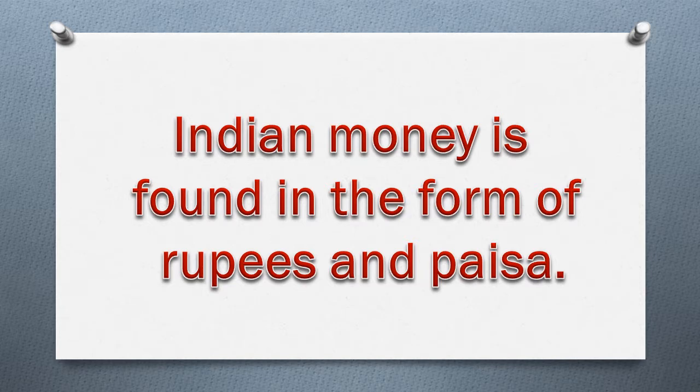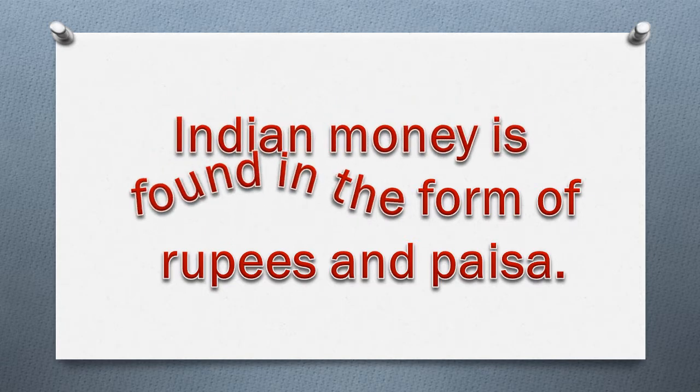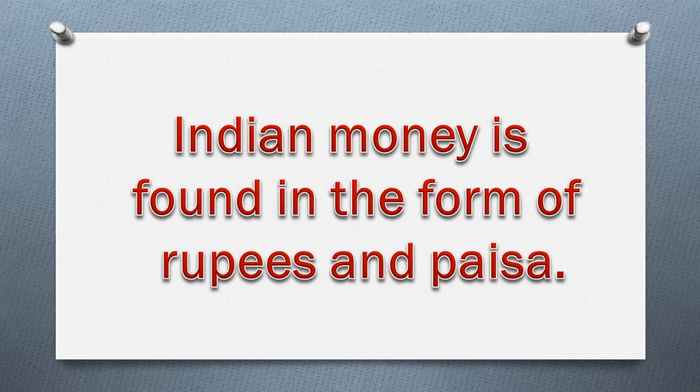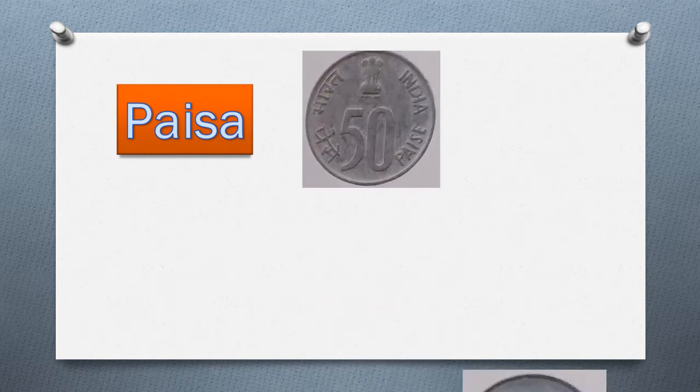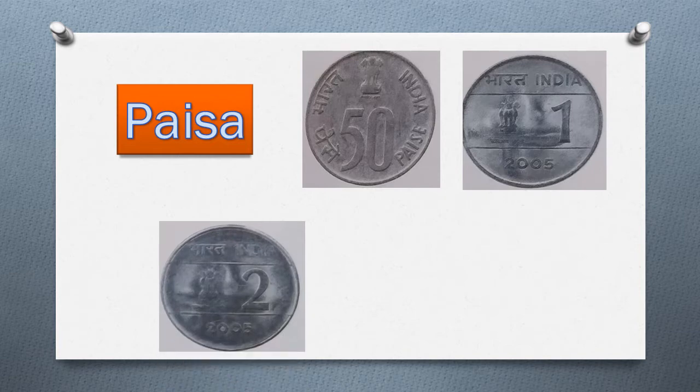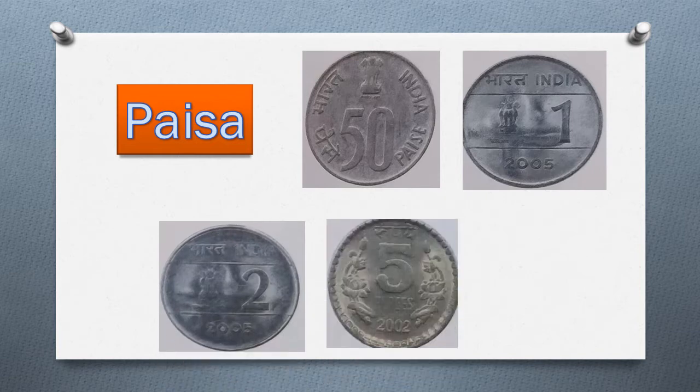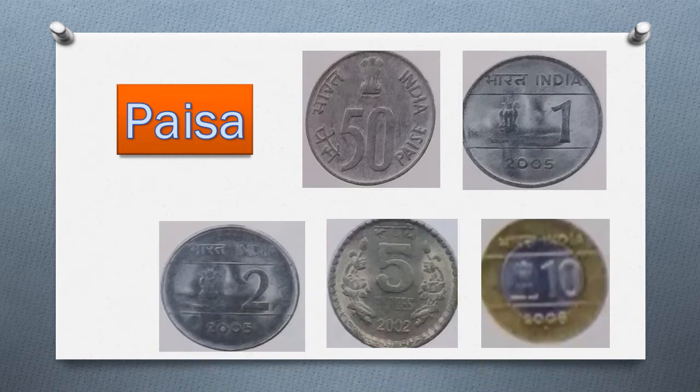Indian money is found in the form of rupees and paisa. In short, Rs is written for rupees and P for paisa. Money is used both in the form of coins and notes in our country. The different coins that we use are 50 paisa, 1 rupee, 2 rupees, 5 rupees and 10 rupees.